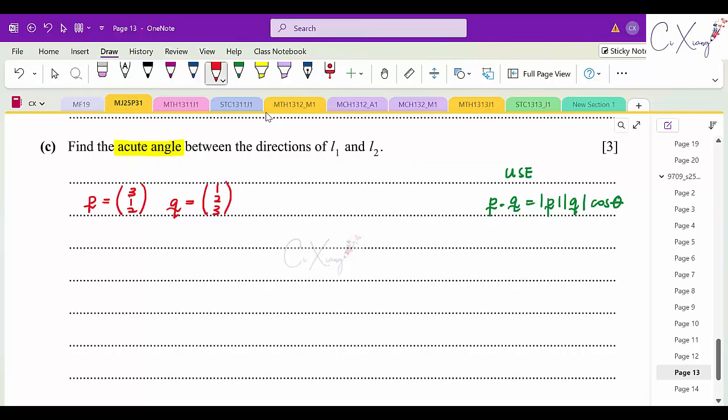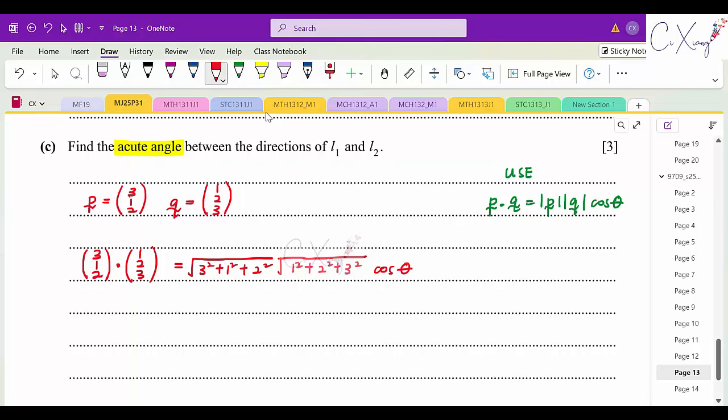Okay, now we apply this in our formula. I take P dot product with Q. Then I want the modulus of P. To get the modulus of P, it is 3 squared plus 1 squared plus 2 squared. The modulus of Q will be 1 squared plus 2 squared plus 3 squared. Then cos theta.